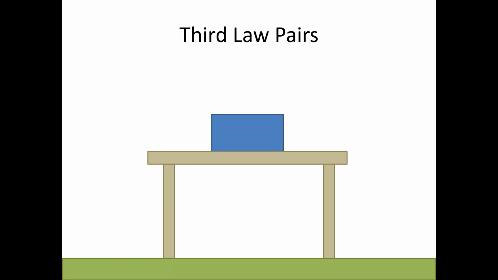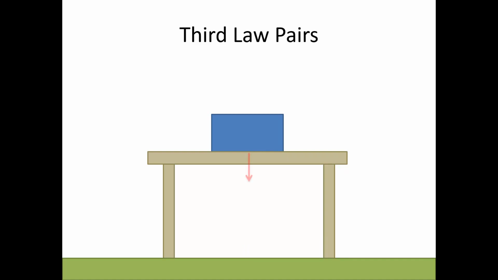For a box sitting on a table like this, we're going to identify some of the Newton's third law pairs. First we have the gravity force. The Earth is pulling down on the box. If we were to look at the Earth, the box would be pulling up on the Earth with an equal and opposite force. It's just that the Earth is so much more massive, we don't notice that force from the Earth's perspective.